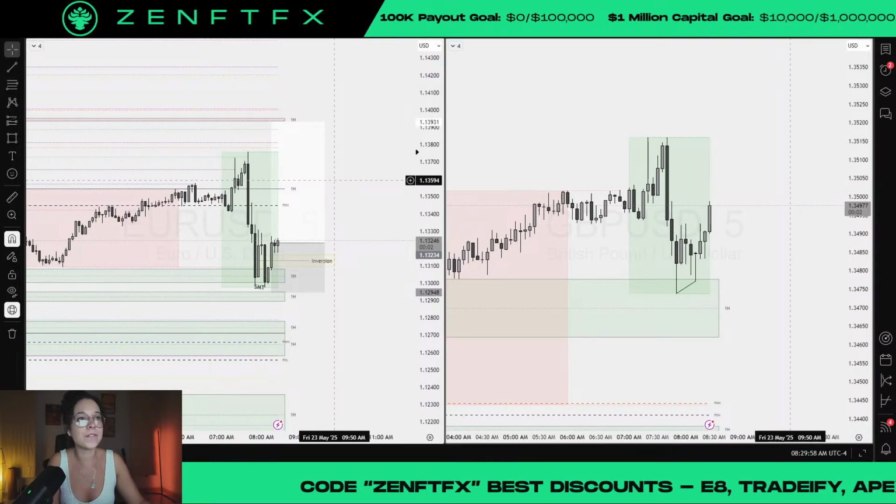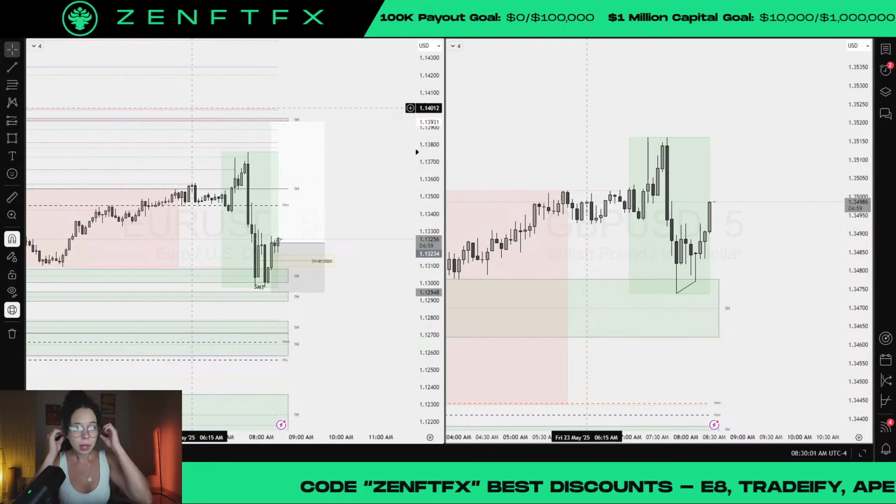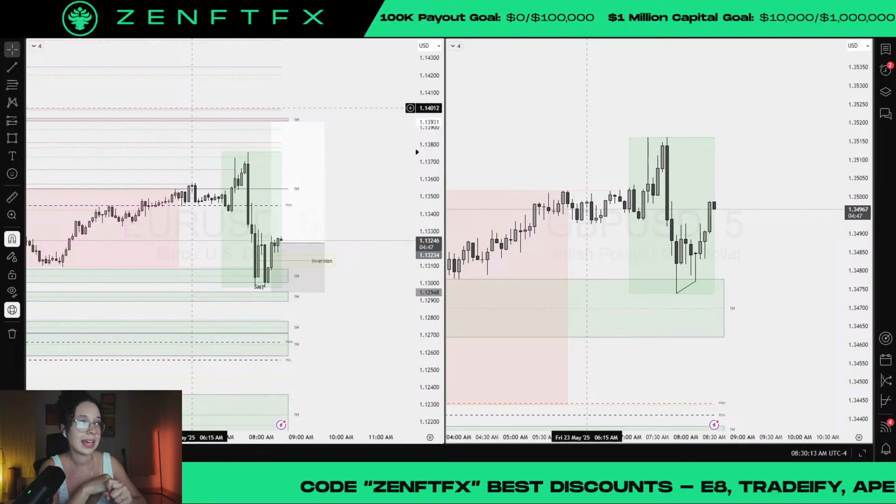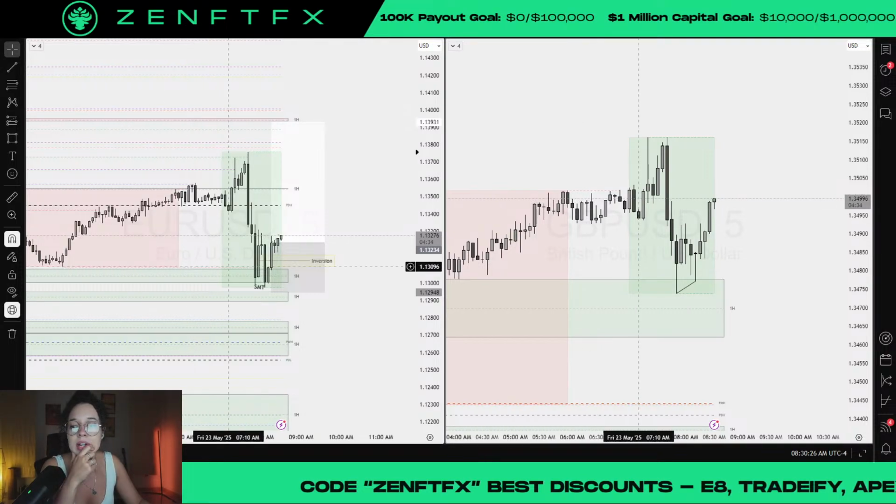Hopefully this trade doesn't go against me. But yeah, we're doing a challenge where we're taking a 10K account to 100K in payouts and $1 million in capital. So today is day one of that challenge. We've got a fresh 10K account. I tried to have it on the screen, but OBS is being kind of funky, so I'm gonna have to figure that out for the next stream.